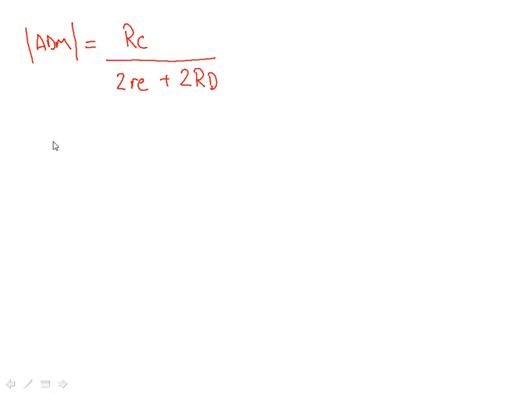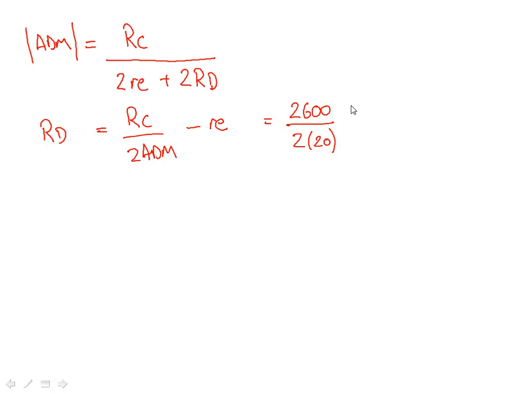Quick rearrange of that equation. We can now calculate RD by rearranging. Okay, and that will be RC over 2 ADM, minus RE. Okay, let's put some numbers in. We've got 2,600 ohms, all divided by 2 times 20, because we're only reading the one side, and subtract from that RE. RE is 25 millivolts over 1 milliamp, so that's 25 ohms. So what does that equal? 65 minus 25 equals 40 ohms. So we've calculated our value of the degeneration component RD on the circuit.